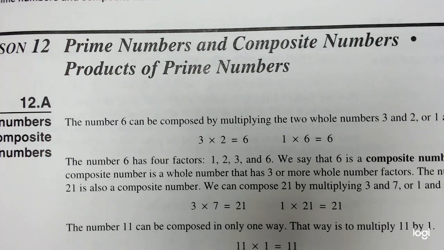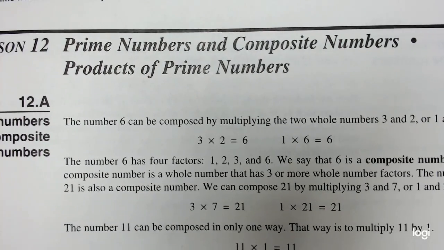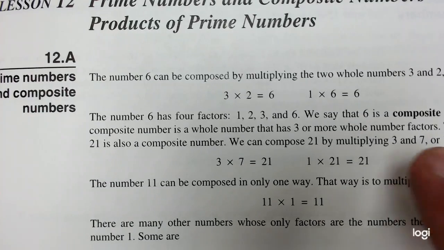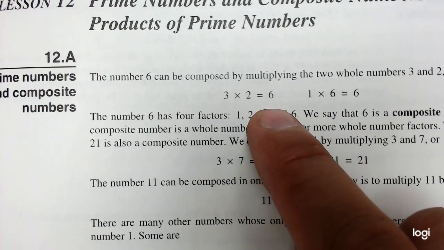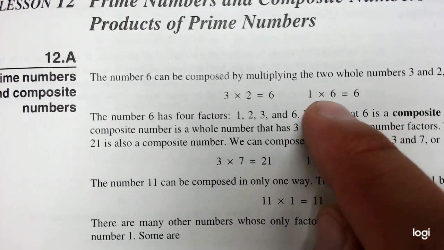Pre-algebra lesson 12, prime numbers and composite numbers and products of prime numbers. So first we have to understand what a composite and a prime number is. A composite number is a number that has multiple factors. Like for example 6, you can make the number 6 by multiplying 3 and 2, or 1 and 6.